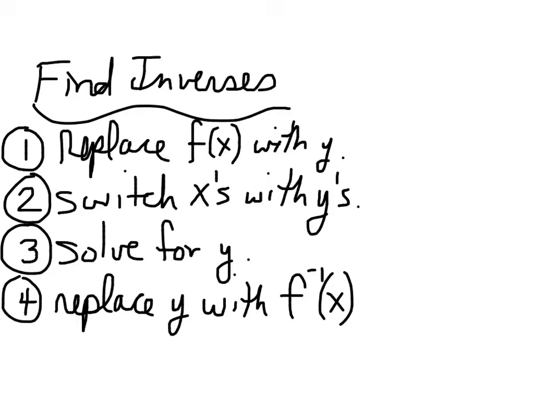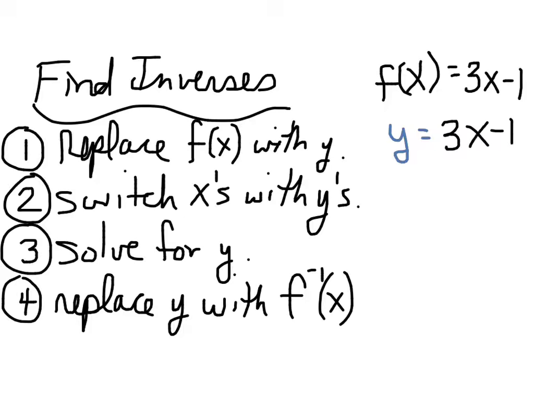Okay? So I'm going to put one right alongside these, just so that you can see what happens. So I got f of x equals 3x minus 1. So going with the steps, what's step 1? So y equals 3x minus 1. So is everybody okay with that? All I did was I replaced the f of x with the y.